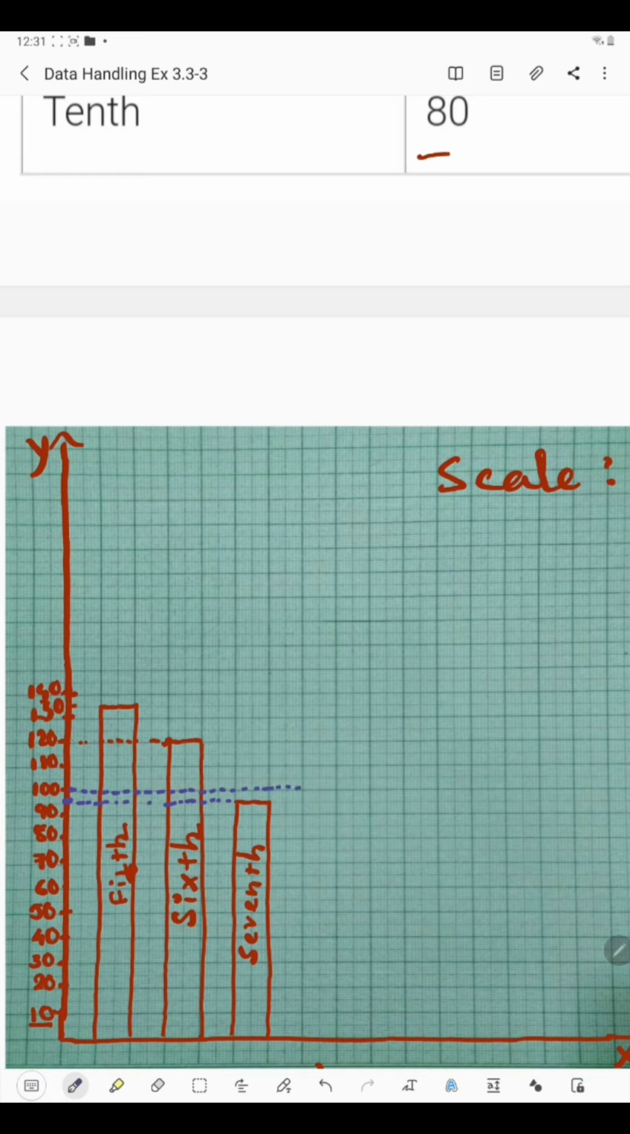So again we will leave one box and we will draw the bar. And always remember, we will have to keep the width same in every bar, okay? So in 8th class 100 students are there, so we will draw the bar till 100. Okay, so this is the number of students in 8th class.